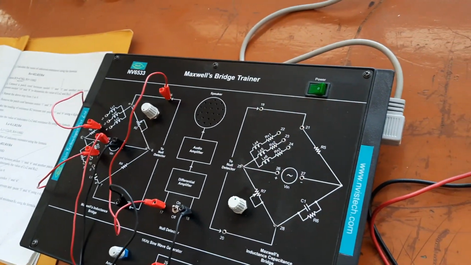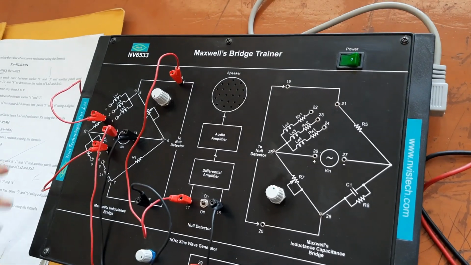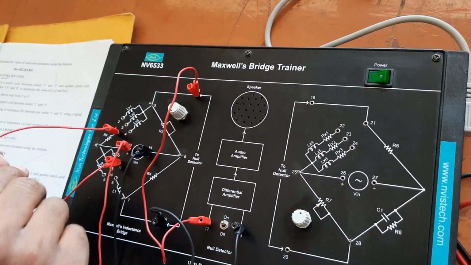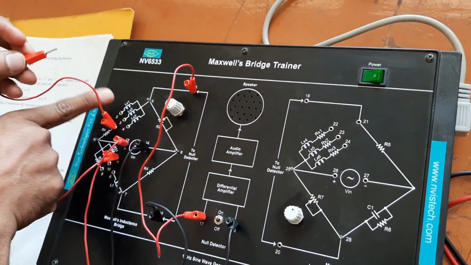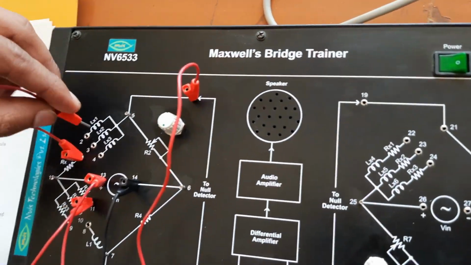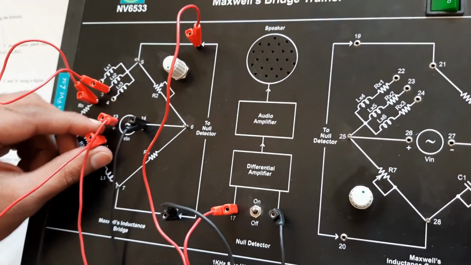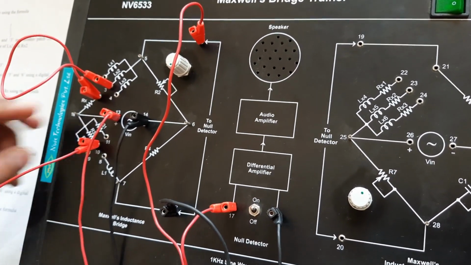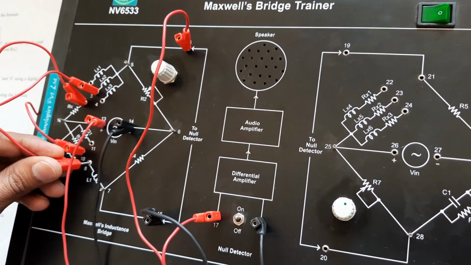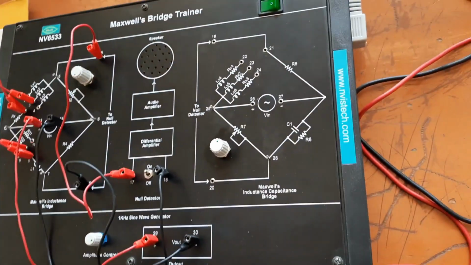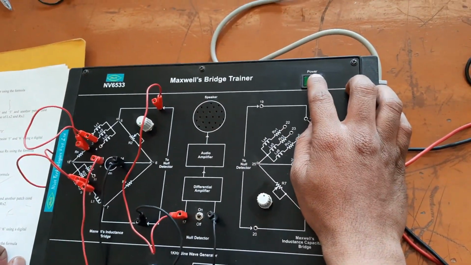Now coming to our second set of observation, we will connect our connections again. First we had taken Lx1 with this Rx. Now we are taking Lx2, and similarly here R3 and L1. Now we are again switching on our supply.